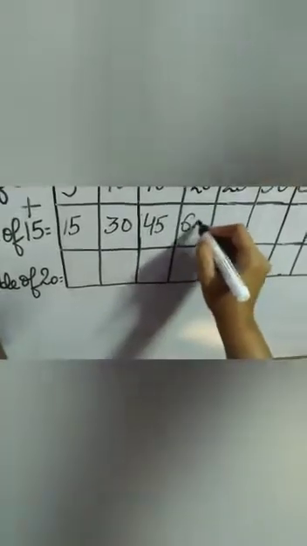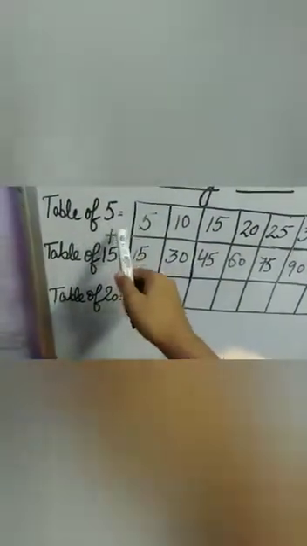Then you will write the table of 15: 15, 30, 45, 60, 75, 90, 105, 120, 135 and 150. And then now you will add the table of 5 plus the table of 15 to get the table of 20.